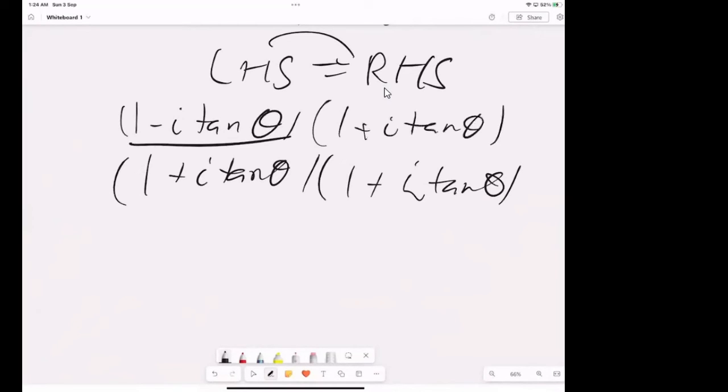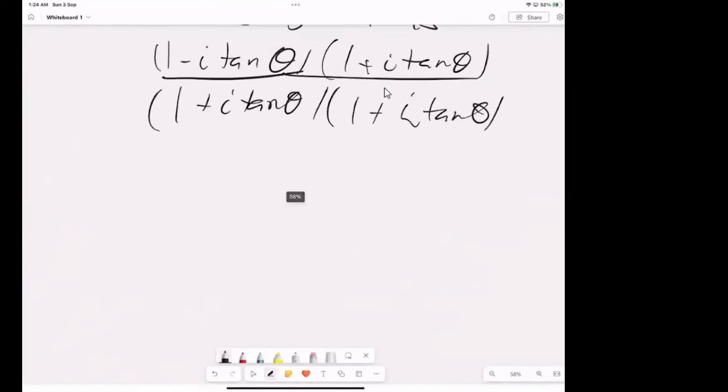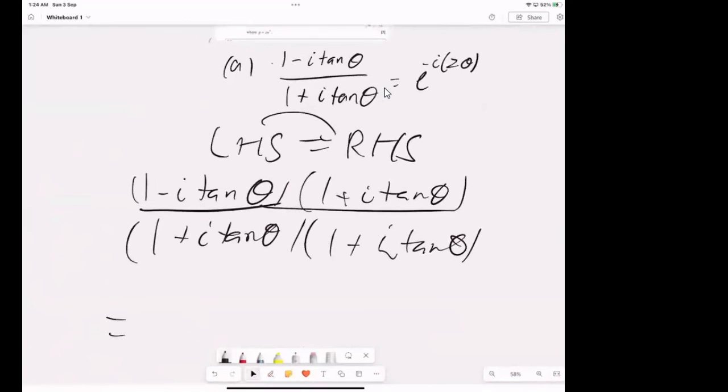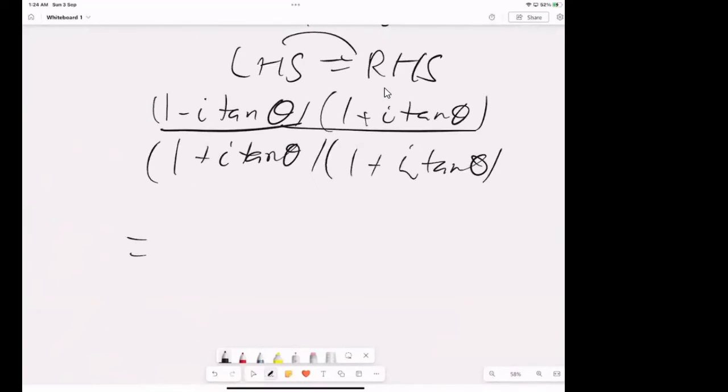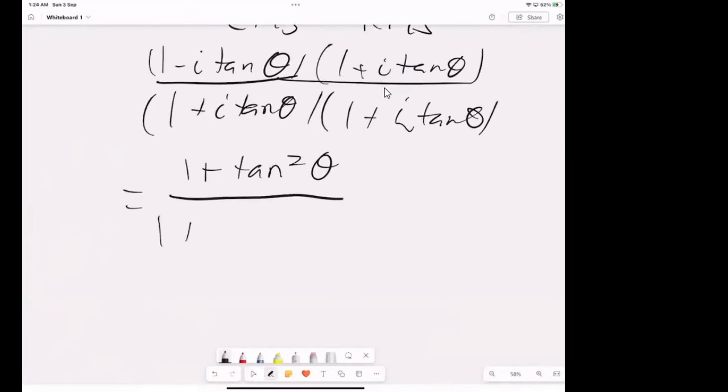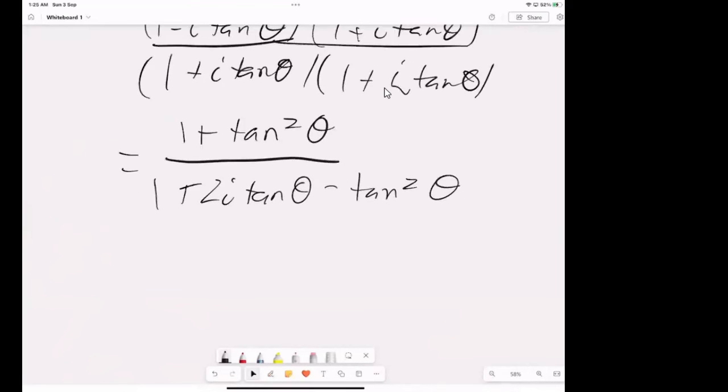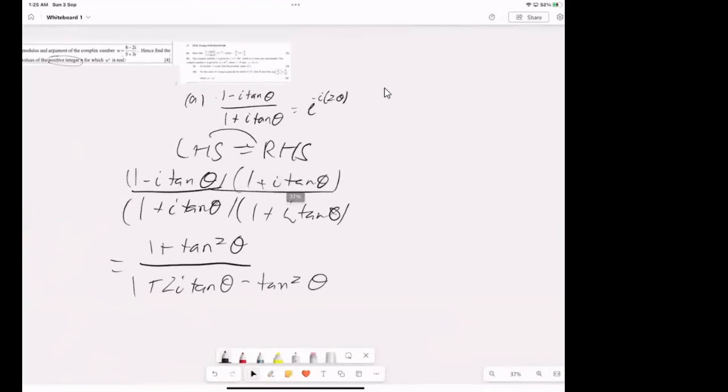Okay, I have 10 minutes left, so I might overrun this a little bit. Yeah, we multiply, so we get 1 plus tangent square theta over 1 plus 2i tangent theta minus tangent square theta. So 1 plus tangent square theta.